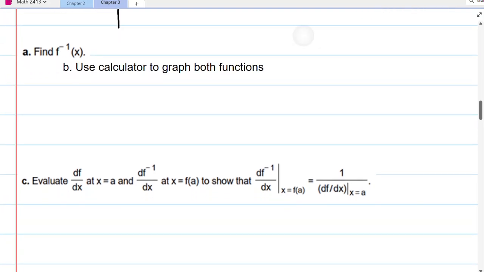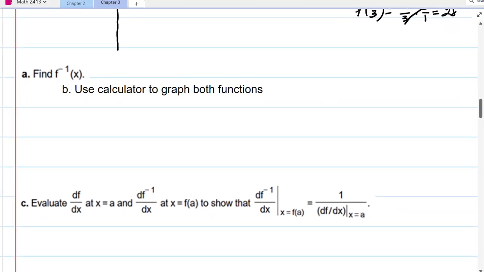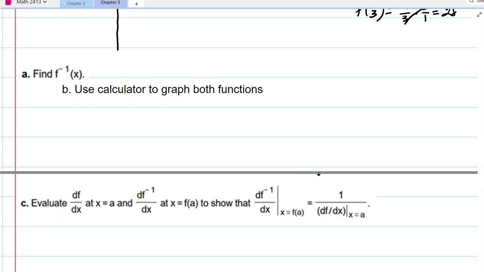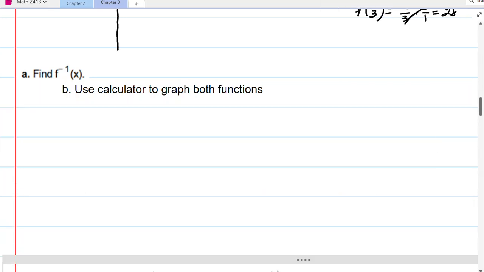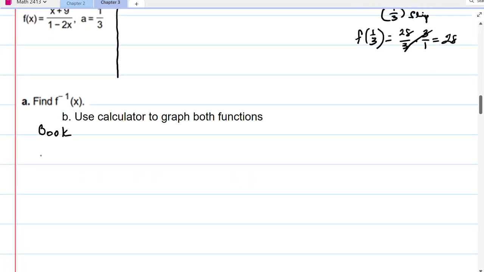Now we want the inverse of the function. Okay. Now we're going to do it two ways, and the reason for that is to let you know, if you do read the book, this is how they do it. So in the book, we're going to write our function and then solve for x.